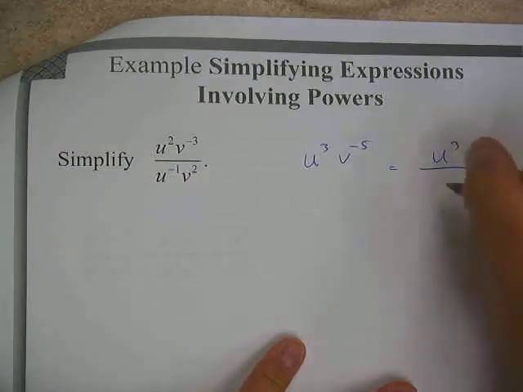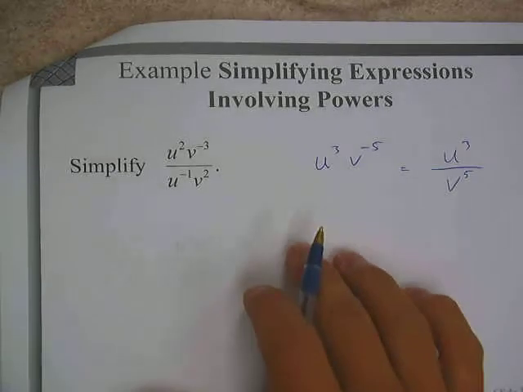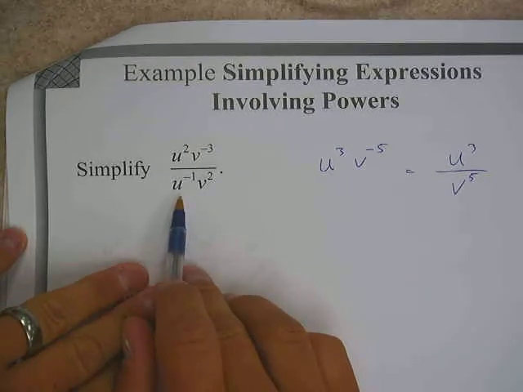And one thing that we always want to do when we simplify expressions is not leave negative exponents. So the final answer here would be u cubed, and then the v to the 5th would go down on the bottom because it's got a negative exponent. We can make it positive by putting it on the other level. Okay. Questions so far?